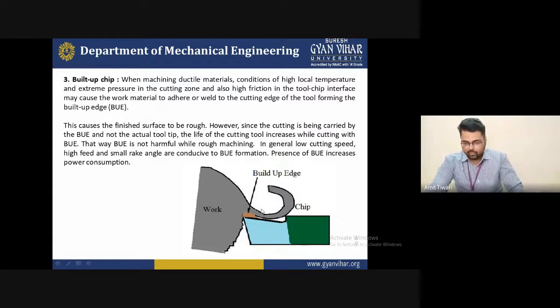What is the difference between the continuous chip and the built-up edge chip? The main difference is that the continuous chip forms in a single layer, but with the built-up edge there is some burning of the chip on the surface at the chip-tool interface, where built-up material forms. This burning is unwanted, because a large amount of compressive stress is generated, and due to this compressive stress, a high-temperature region is generated at the interface of the chip and tool material. This is not required for our machining.